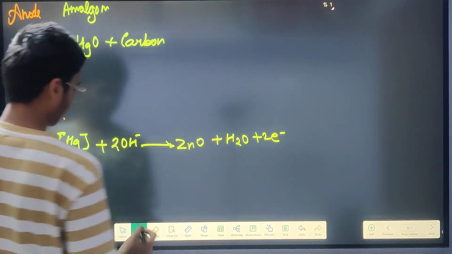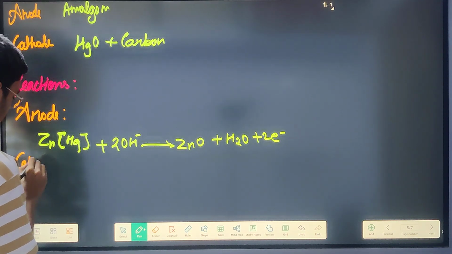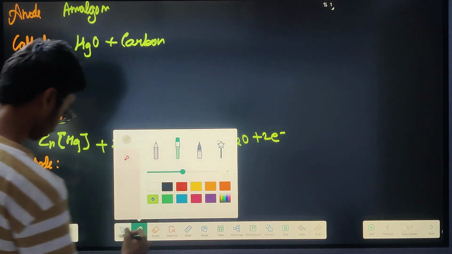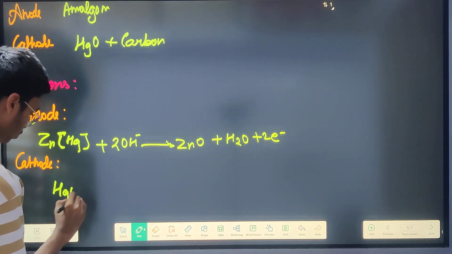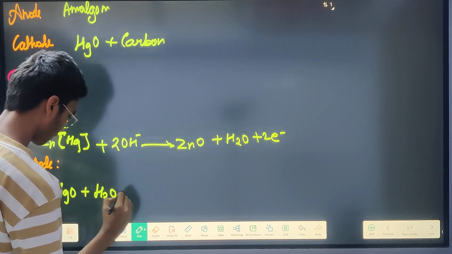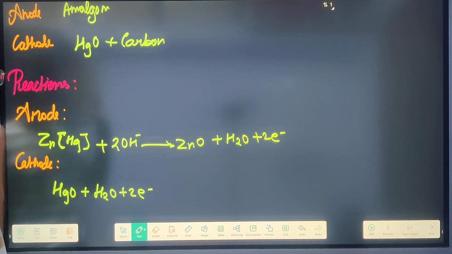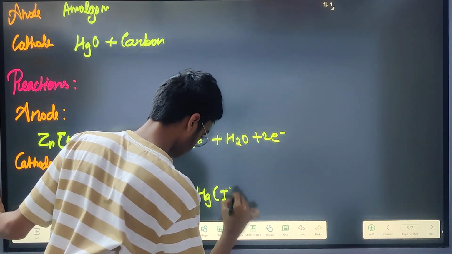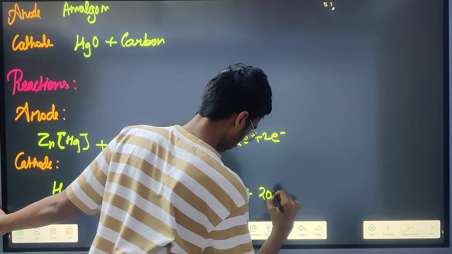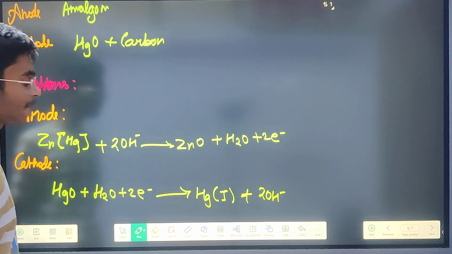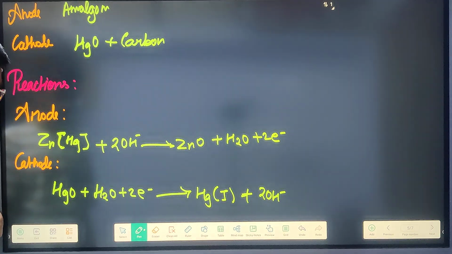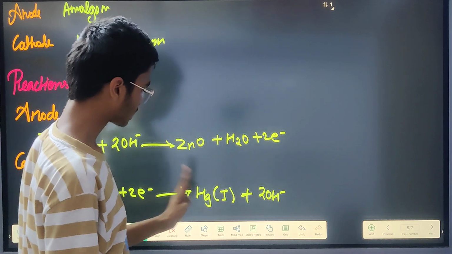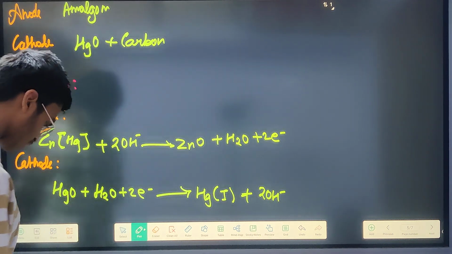Then at the cathode, I know reactions are kind of complex. Not kind of, they really are complex. HgO is there, plus H2O, plus 2 electrons. Yes, in the mercury cell also H2O is there. So plus 2 electrons gives rise to Hg plus 2OH minus. HgO plus H2O plus 2 electrons gives rise to Hg plus 2OH minus.